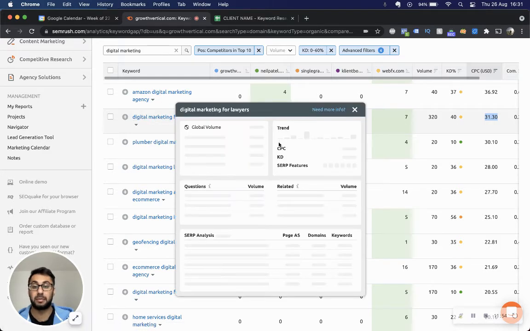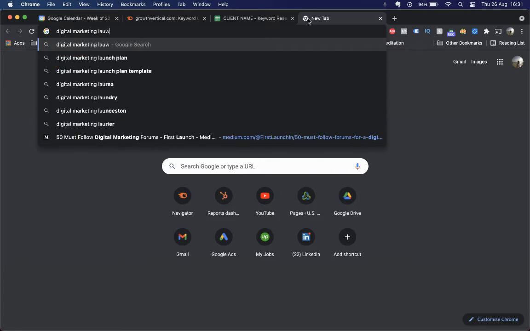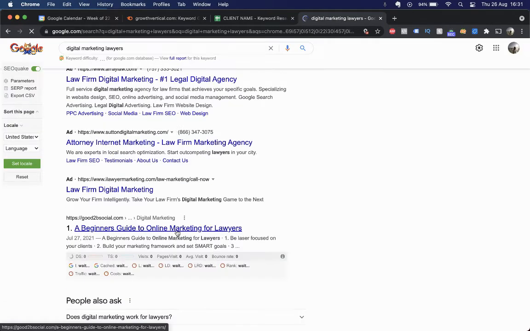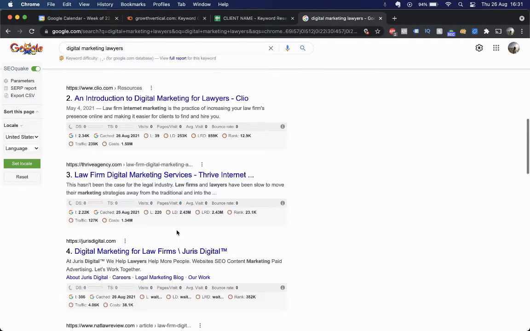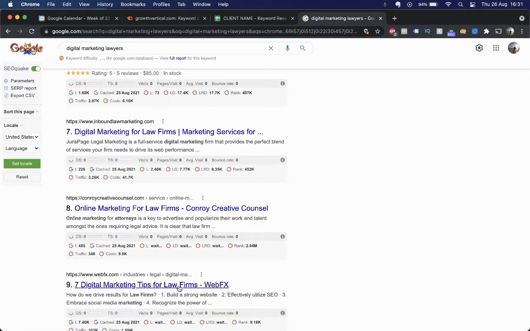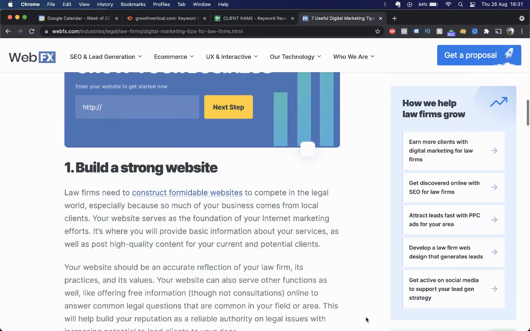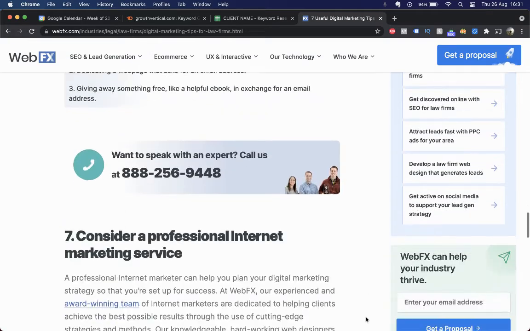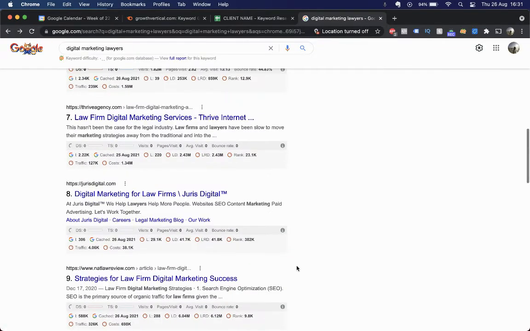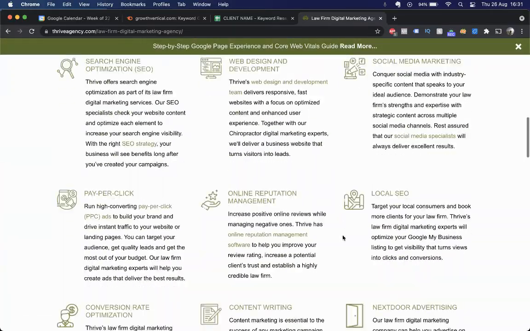So if we go and type in digital marketing lawyers, yep, go and just double check this. Seems like they're not. Oh, they're number 9. So you can see tips for law firms, and then they've got an article here, right? Straight away. So it seems like it's something like industry related content for law firms, particularly, and they've got some CTAs there. You've got law firm digital marketing services. See what they're actually ranking for.